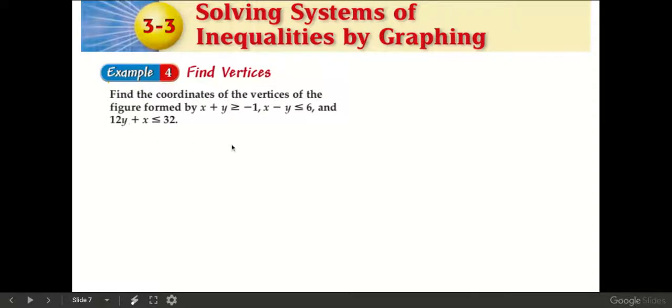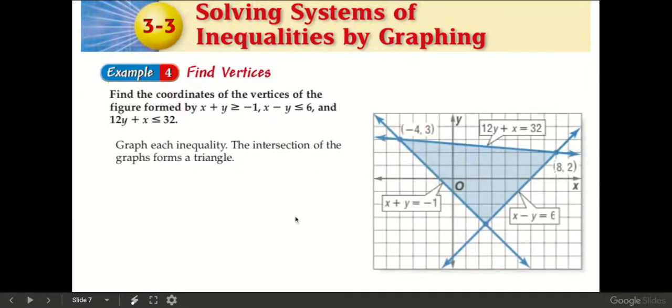So here it says find the coordinates of the vertices for the figure formed by x plus y is greater than or equal to -1, x minus y is less than or equal to 6, and 12y plus x is less than or equal to 32. So here it says graph each inequality. The intersection of the graph forms a triangle. So that would be this.